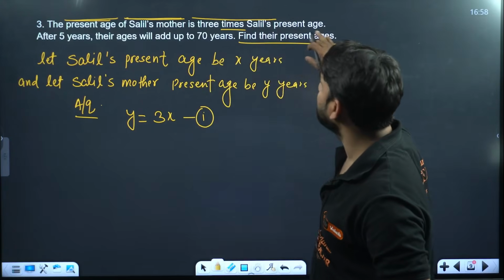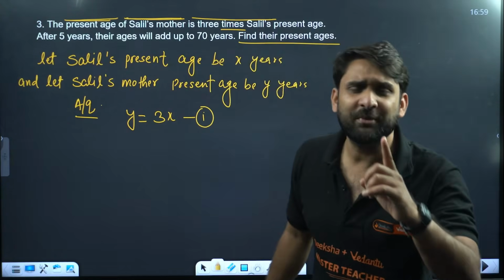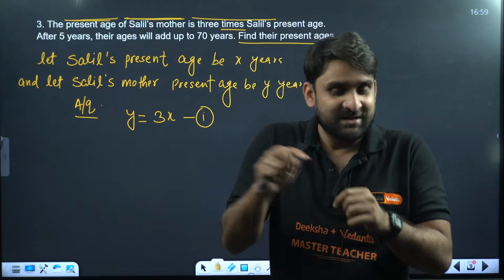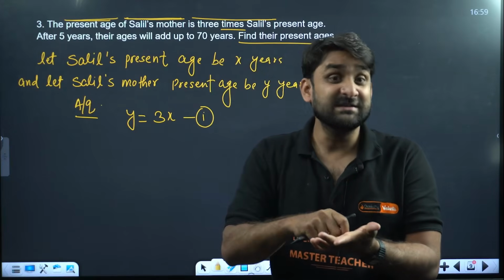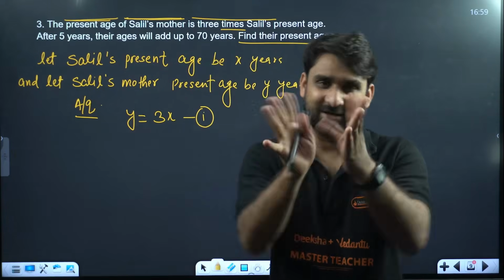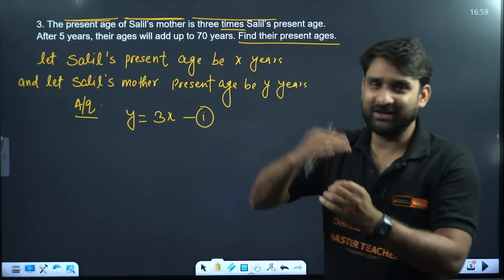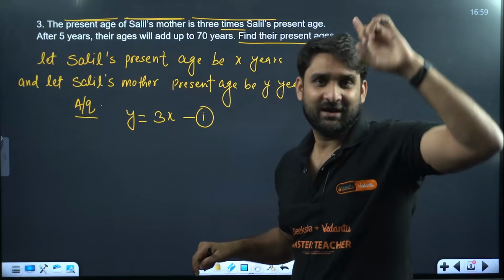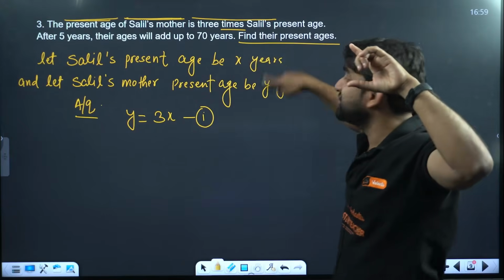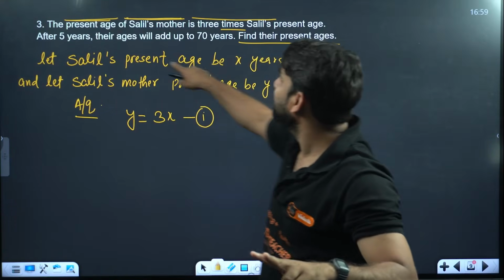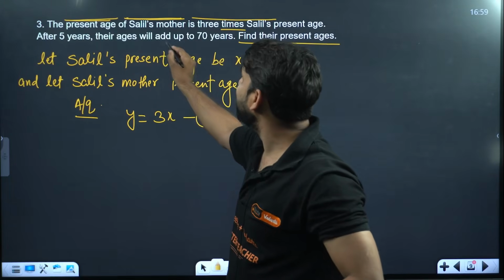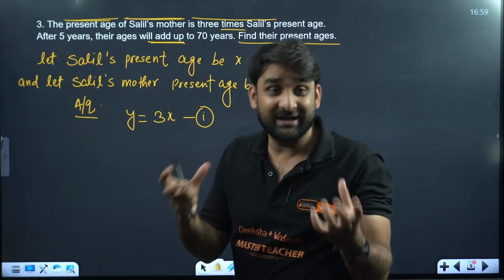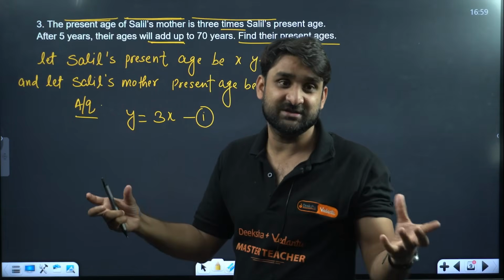Now moving to the second piece of information. After 5 years, my dear champion, Salil and Salil's mother both are human beings. So after 5 years, Salil will be 5 years older and Salil's mother will also be 5 years older. So their ages will increase. After 5 years means future, so their present ages will be increased by 5. After 5 years, the sum of both the ages is 70.